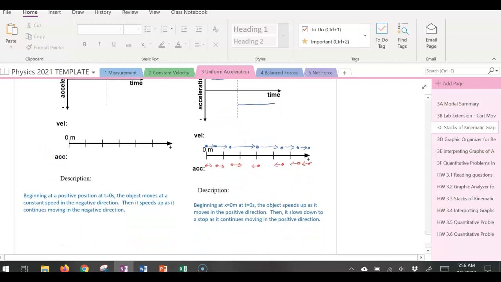And so the description in words here would be: beginning at position 0 meters at time 0 seconds, the object speeds up as it moves in the positive direction, then it slows down to a stop as it continues moving in the positive direction.